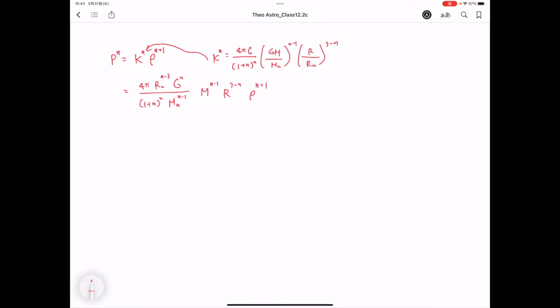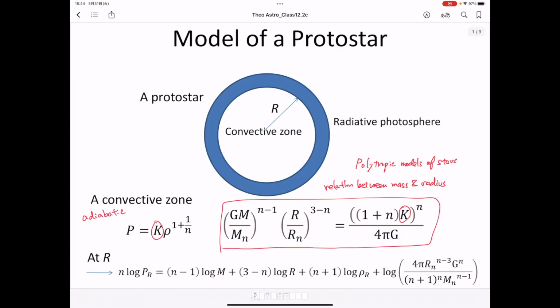Then take a log on both sides of the equation. So it becomes n log P equals n minus 1 log M plus 3 minus n log R plus n plus 1 log rho plus a log of constant values involving 4 pi, G to the n, 1 plus n to the n, and M. This is exactly equal to the previous equations, but you have to take the values at the boundary between the convective zone and the radiative photosphere. So you have a relation between the pressure, mass, radius, and density at the boundary between the two zones.